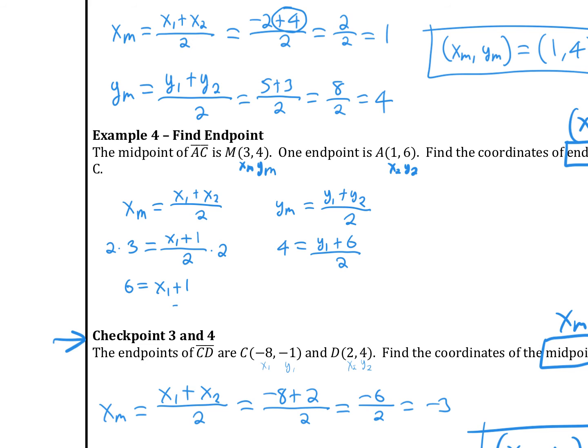Now what do I do? Subtract 1. So I get x1 equals 6 minus 1 is 5. Over here, times 2 again, fraction bust. I get 8 equals y1 plus 6. Subtract 6 from both sides. So I get y1 equals 2.